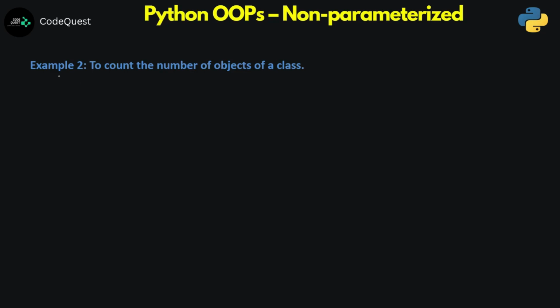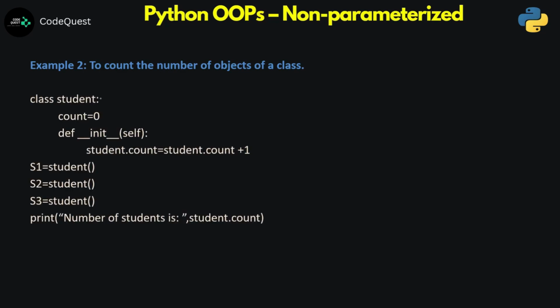Now let's get into one more example. Suppose I want to count how many objects for a particular class have been created. So here what we can do: we have taken a class, let's say Student, and we have taken count equal to 0, which is a class variable actually.